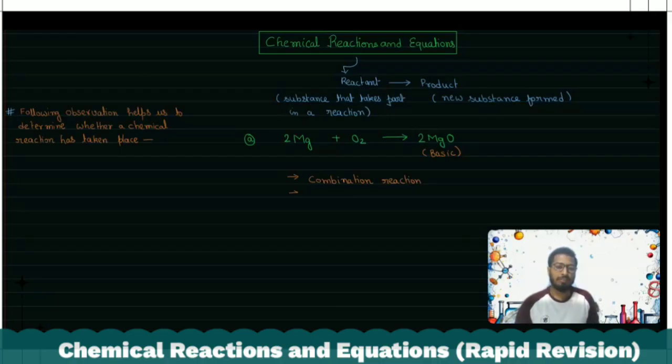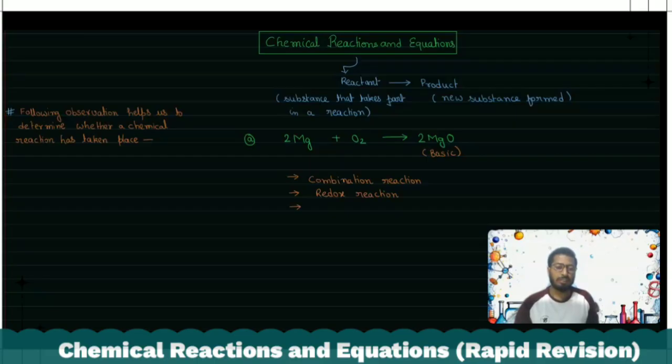Next, can we say this is a redox reaction or not? Yes, this will be a redox reaction. It is also a redox reaction, because from magnesium to magnesium oxide oxidation is taking place, and this oxygen to this oxygen there is reduction taking place, hence it will be a redox reaction.